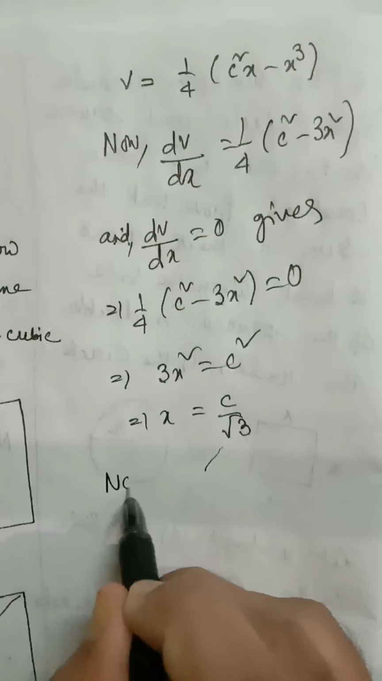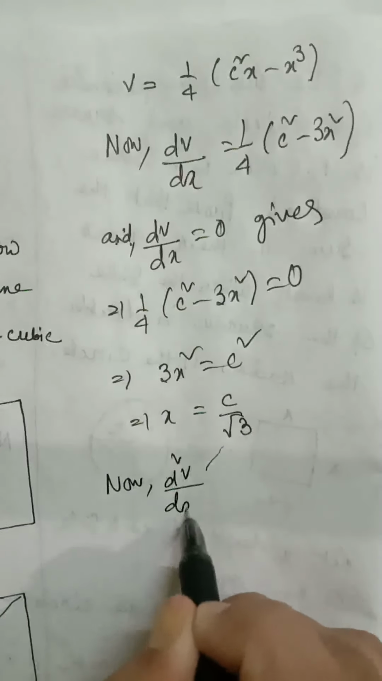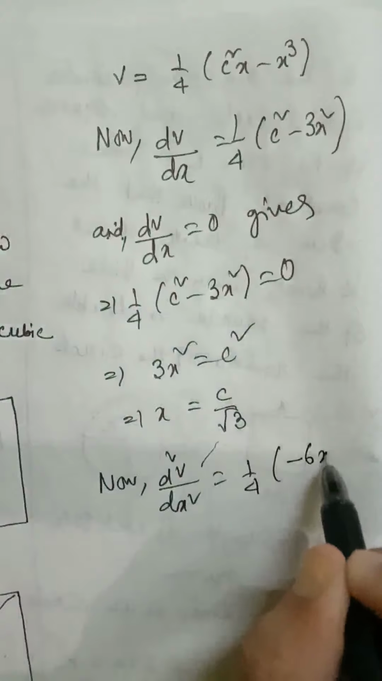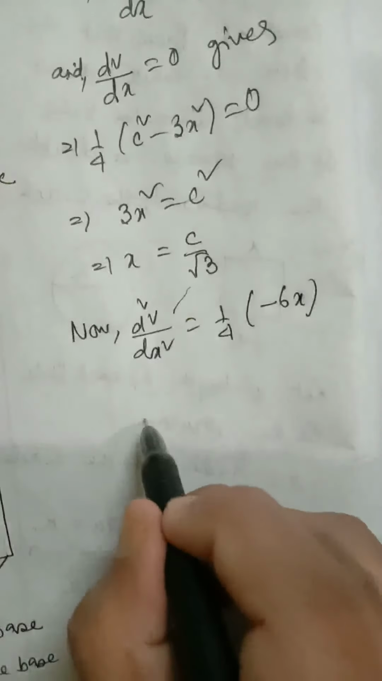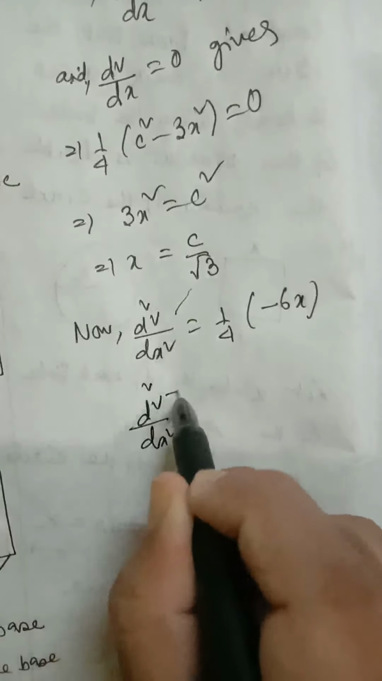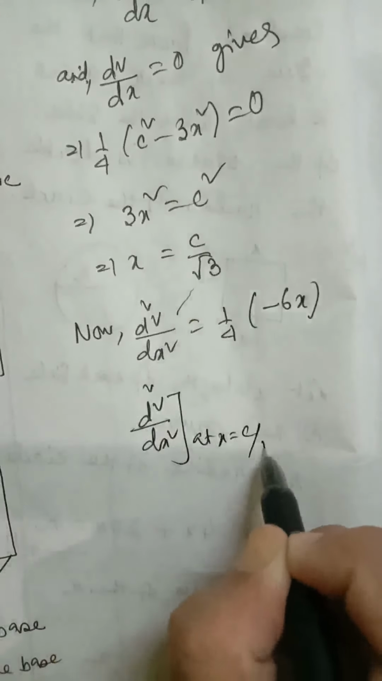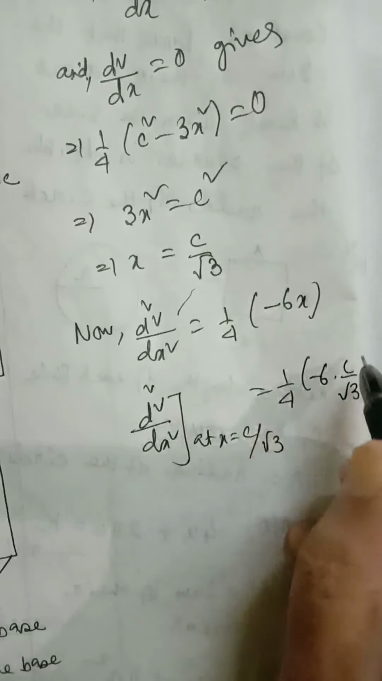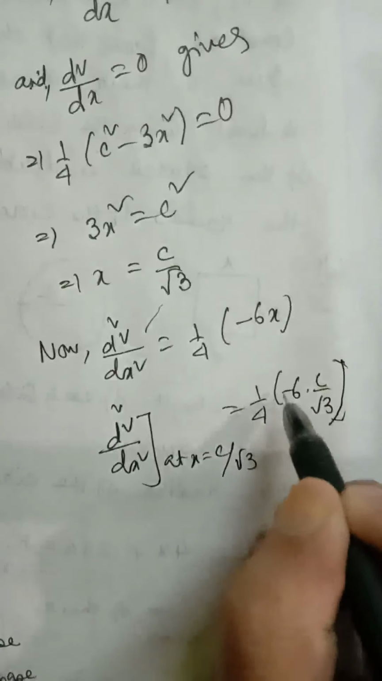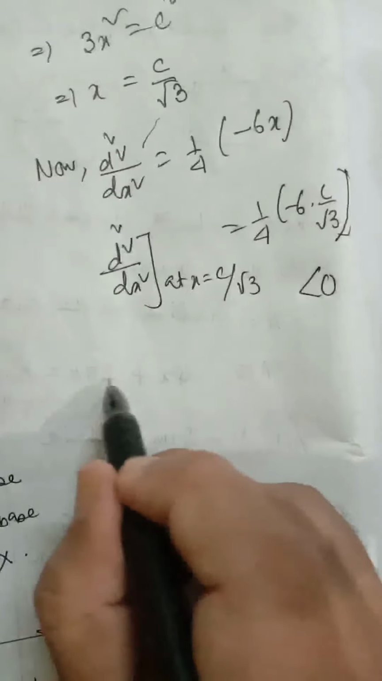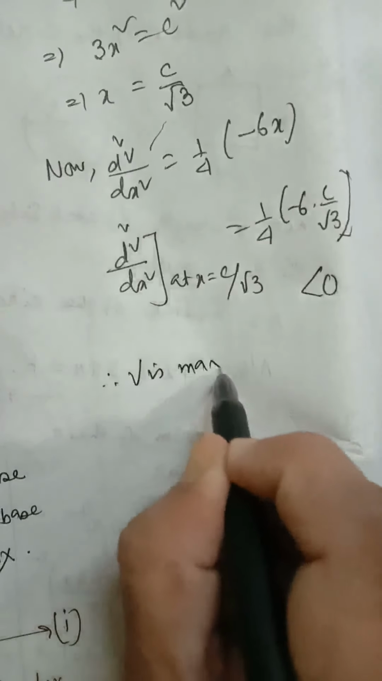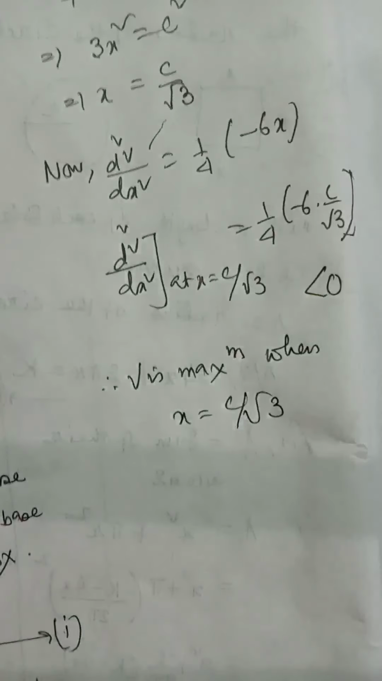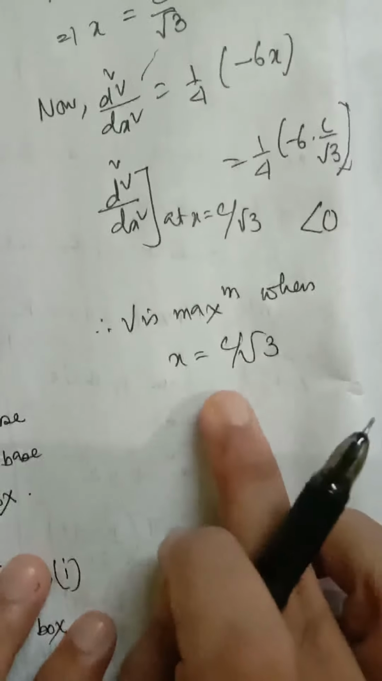Now d2V by dx square. This is our dV by dx. d2V by dx square will be 1 by 4 into minus 6x, because the derivative of c square is 0. d2V by dx square at x equal to c by root 3 will be 1 by 4 into minus 6 into c by root 3, which is clearly negative. You can see minus of something which is less than 0. Therefore, V is the maximum when x equals c by root 3.